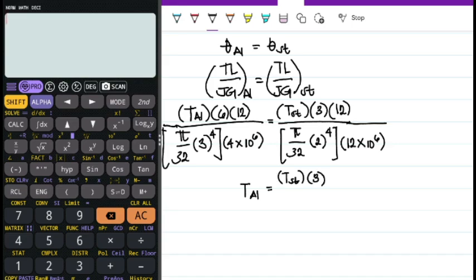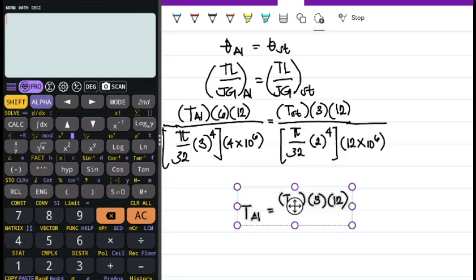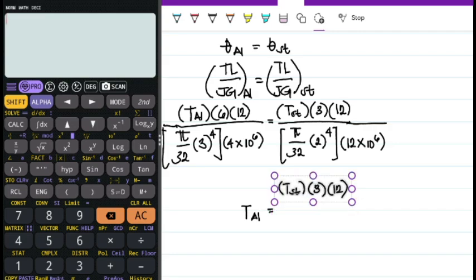Now on the other hand, for our steel, the length is 3 feet, so times 12 again, and then the diameter is 2 inches, so that's pi over 32 times 2 to the fourth power times 12 times 10 to the power of 6. Now we will try to solve.